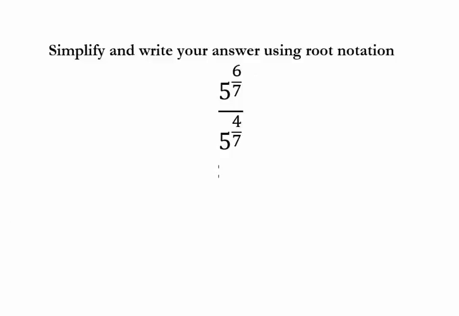Let's do another one. Simplify and write your answer using root notation. Root notation just means something like this: some root, maybe something inside here, there's a power. So the first step is I have 5 to the 6/7 power divided by 5 to the 4/7 power. I can use my exponent law. When I'm dividing, it's the same base, so I can do it. You've got to check and make sure it's the same base. When I'm dividing, I just subtract exponents.